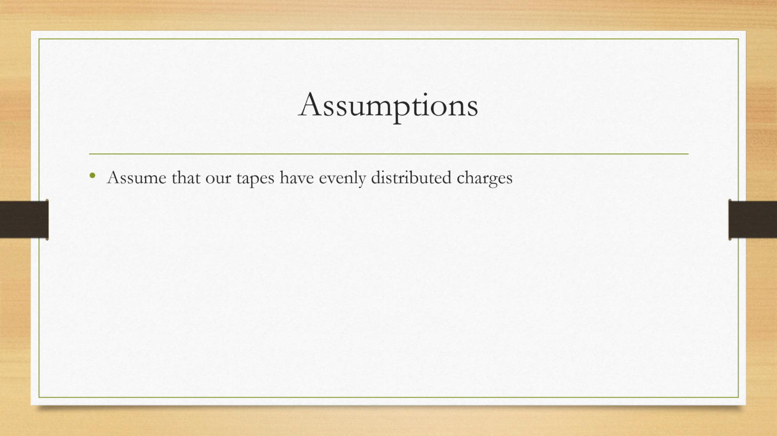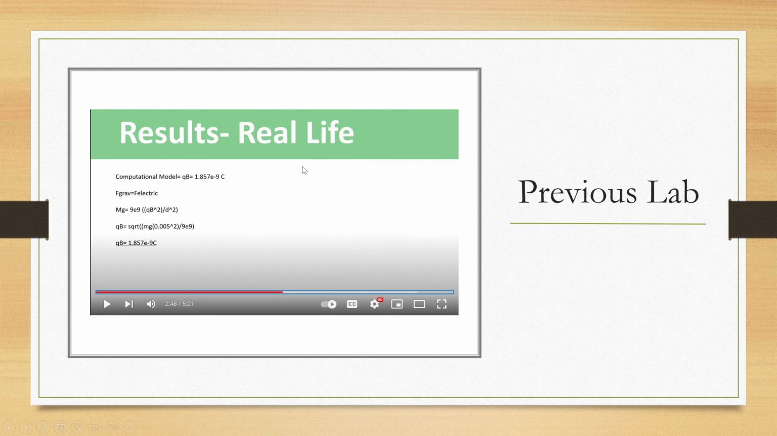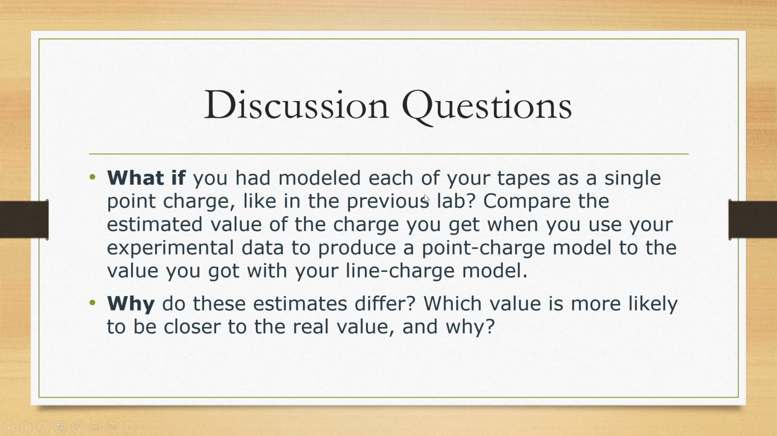Then we just assume that our tapes have evenly distributed charges, and we can see a difference between the two labs. In our first lab, this is a screenshot from my lab, I found that Q on B was 1.857 times 10 to the negative 9 coulombs, and now we have this result, which is 8.28 times 10 to the negative 9 coulombs. This difference is because of the different approach we have taken. Previously we were treating it as a point charge, and now we're treating it as multiple charges, which is much more realistic.